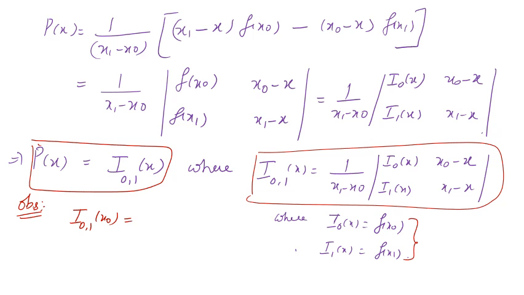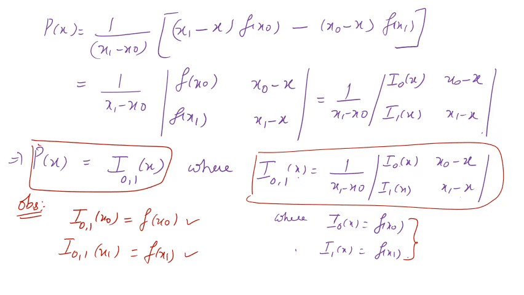I01 of x0 is f of x0, and I01 of x1 is f of x1, isn't it? In this determinant, if I put x0, this is x0 minus x0, so this part is 0 and you will get only this I0, and this x1 minus x0 gets cancelled. After simplification of the determinant, you will get these two.